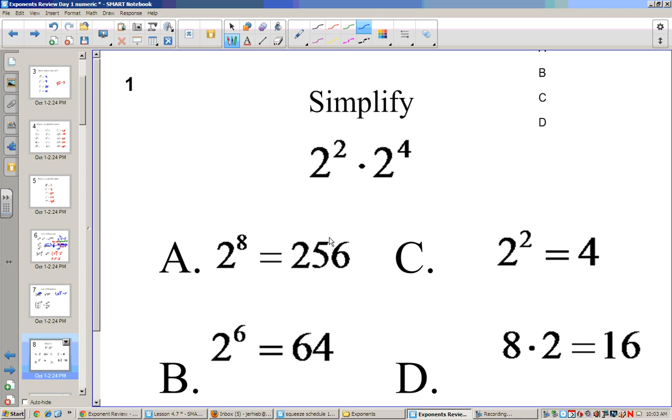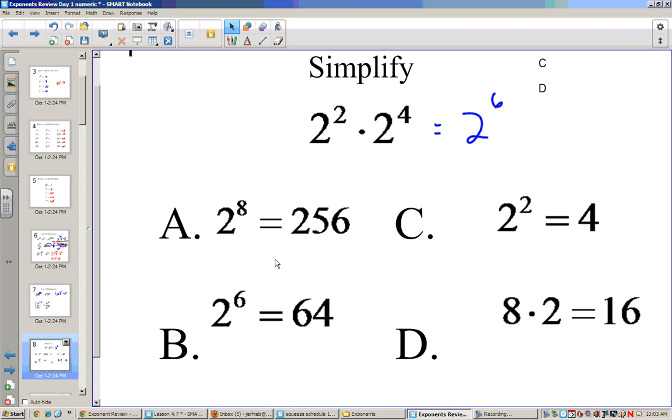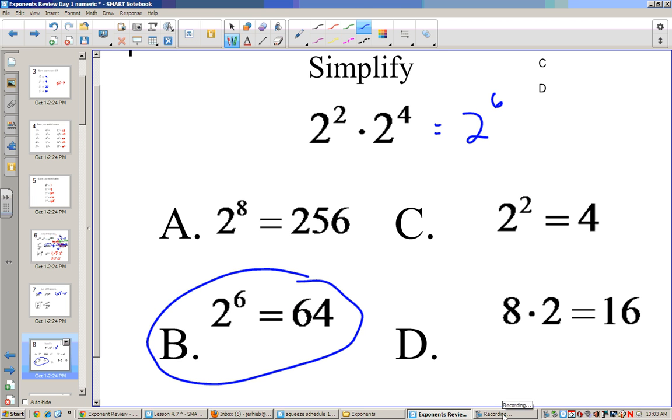So if we have 2 squared times 2 to the fourth, that's going to be 2 to the sixth. Now we have to remember what 2 to the sixth is. Well, this is nice, and it just tells you 2 to the sixth, which is 64. So this is our answer.